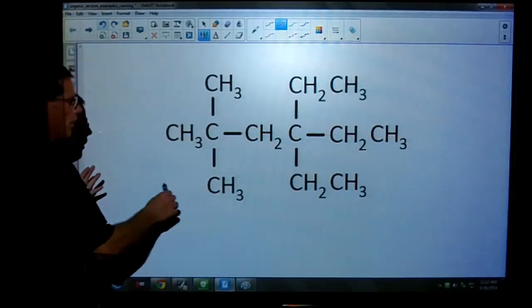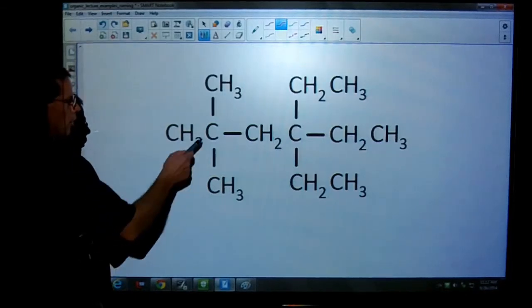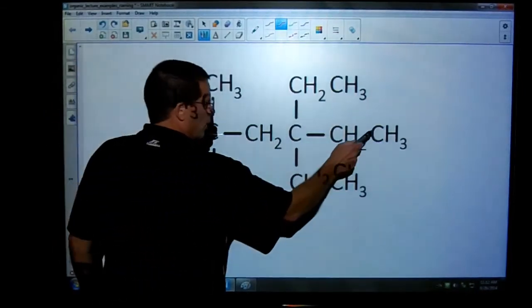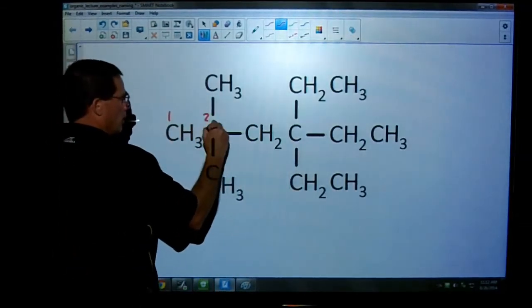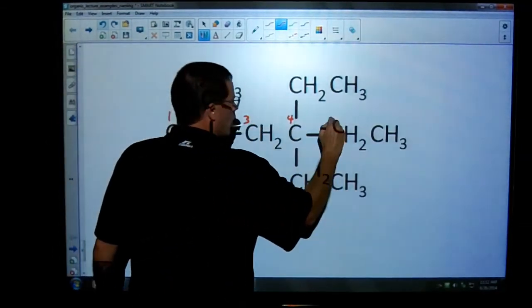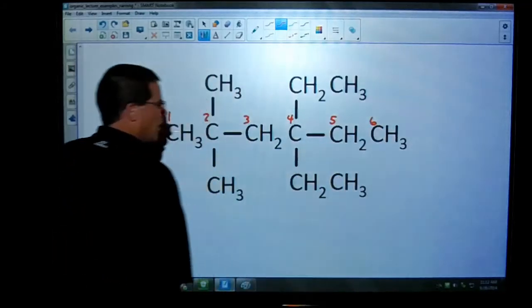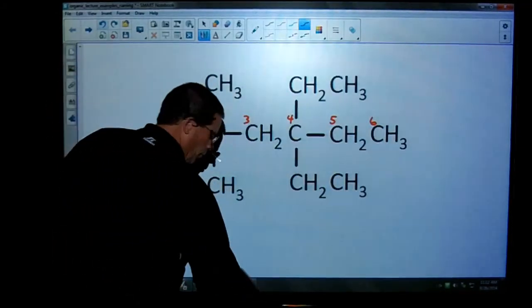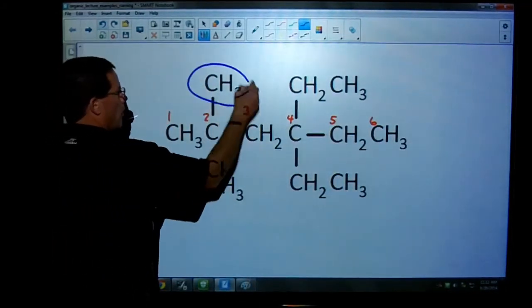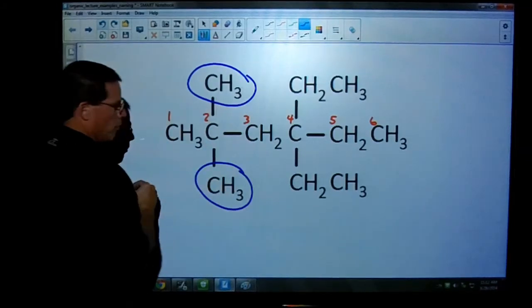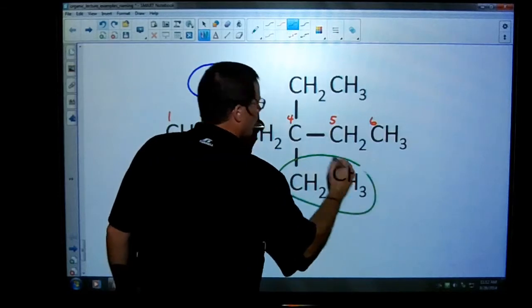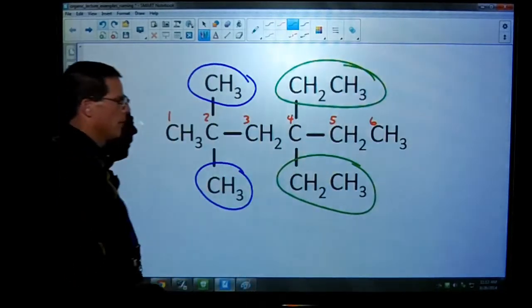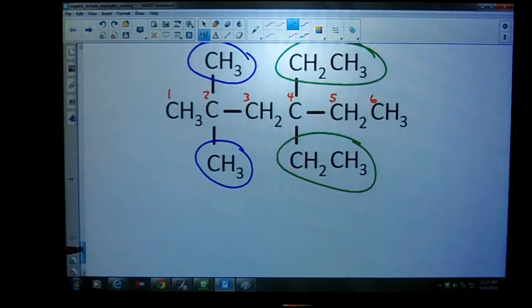All right, so find the one that has the nearest branch. So that carbon's a number 2 carbon. If I went this way, that'd be a number 3 carbon. So we're going to number from this side. 5 and 6. Okay, and let's identify our groups, where we have a methyl group here and a methyl group there. We have, looks like an ethyl group here and an ethyl group here. All right, so let's go ahead and name this thing.